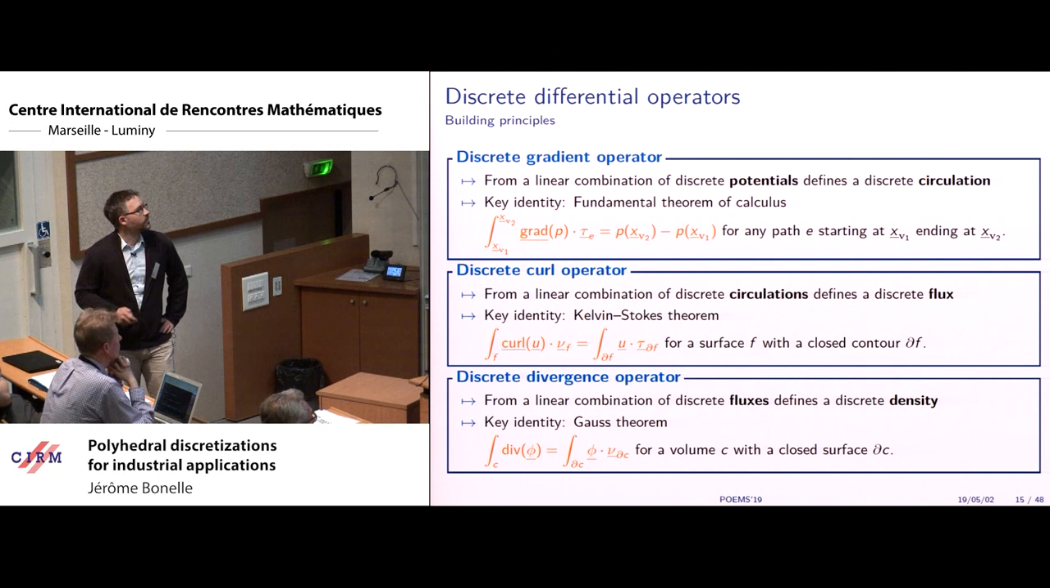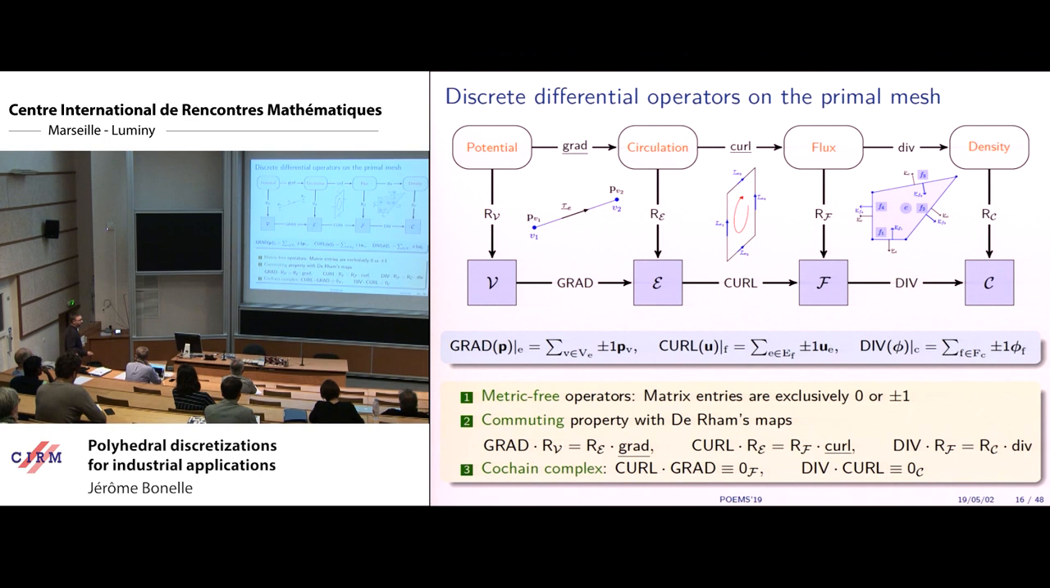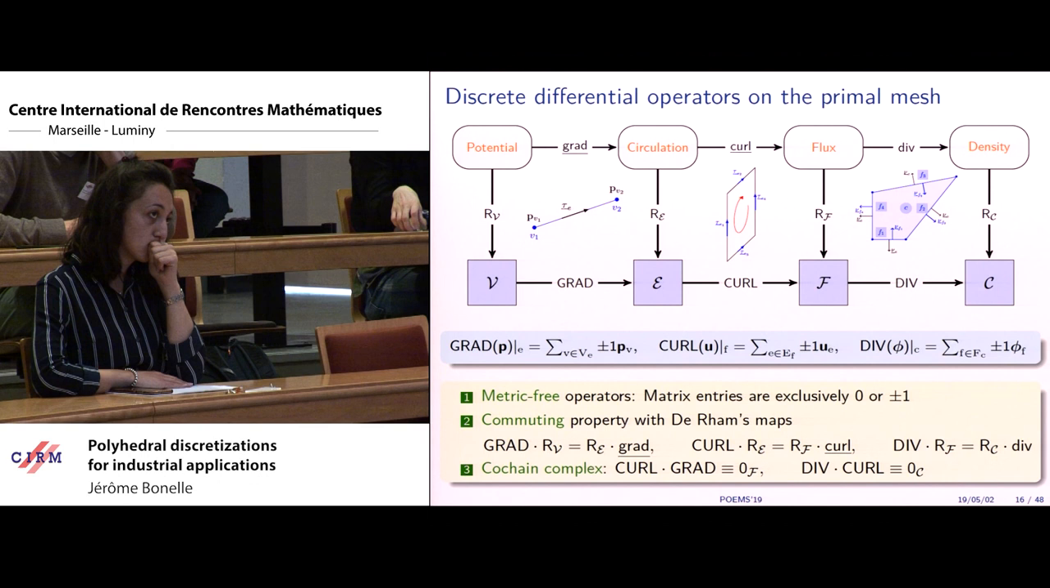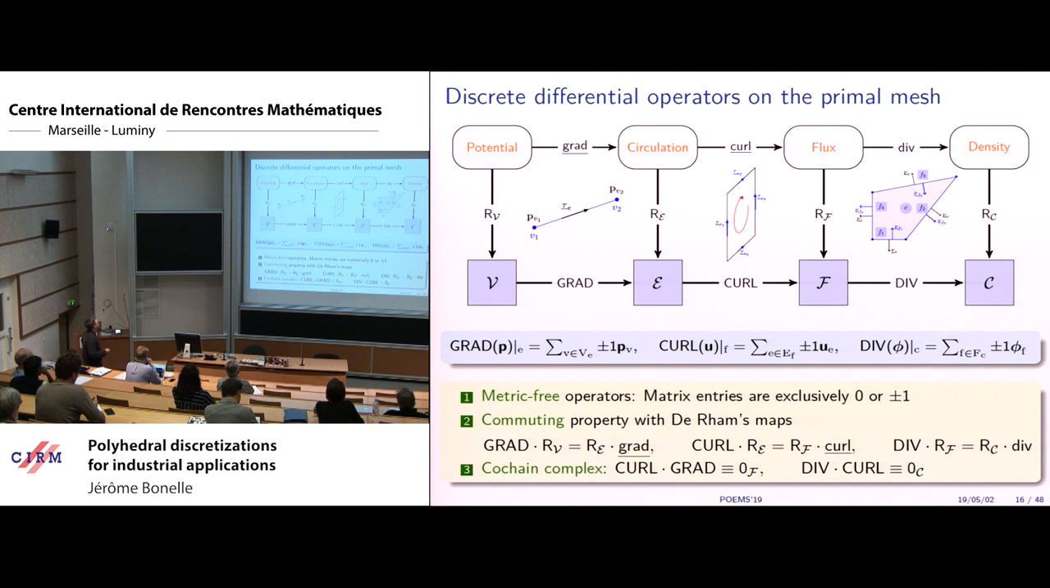So now, if we put the definition of degrees of freedom and the definition of the discrete differential operators together, we end up with a nice commuting diagram, which is here. So this is the continuous level, the discrete level, and the de Rham maps, and the definition of the discrete differential operators. When I talk about commuting diagrams, it means that, for instance, starting from a continuous potential and applying the gradient at the continuous level and then reducing at the mesh edges, we have the same result as starting from the potential, reducing at mesh vertices, and then applying the discrete gradient. So if this is a commuting diagram, that means that there is no consistency error in doing these operations.